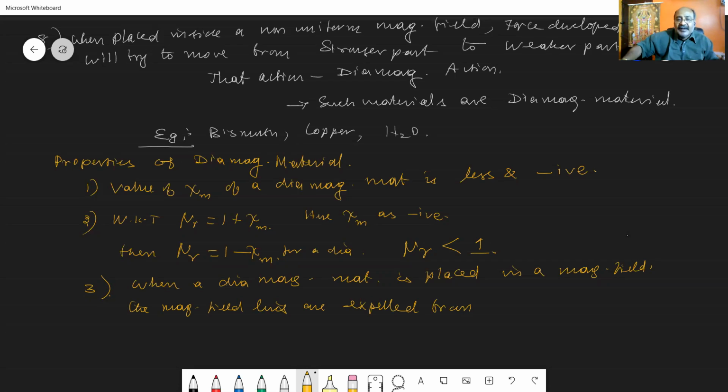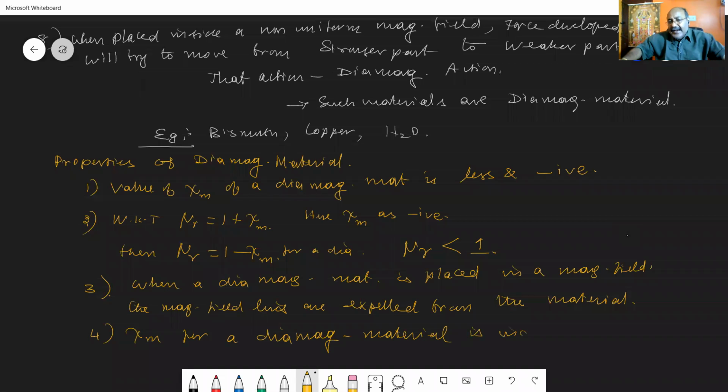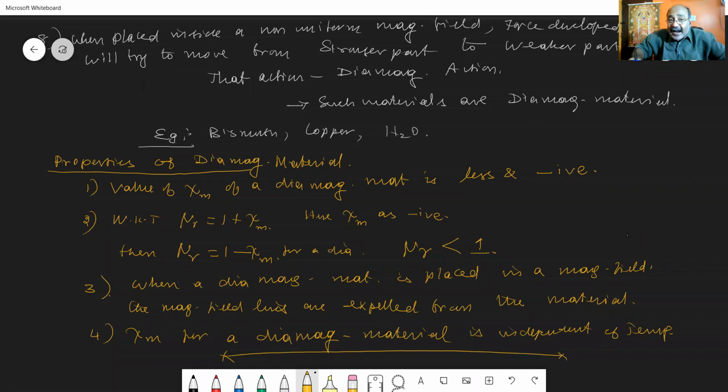Or expelled from the material by the diamagnetic material. Then the fourth one, the susceptibility psi m for a diamagnetic material is independent of temperature. That is, as the temperature increases or decreases, the susceptibility of the material never changes. But it is not the case in para and ferro.